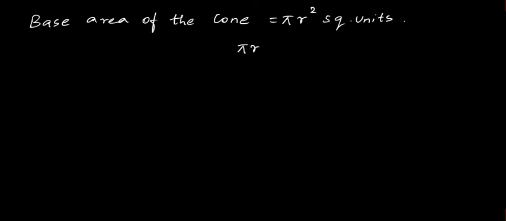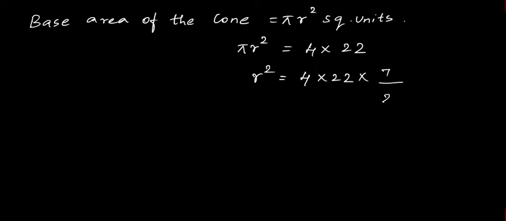So pi r square is equal to 4 multiplied by 22 because there are 4 persons in total and each person requires 22 centimeter square. So from here r square is equal to 4 into 22 into 7 by 22. So 22 and 22 will get cancelled. So r square we got as 28 centimeter square.